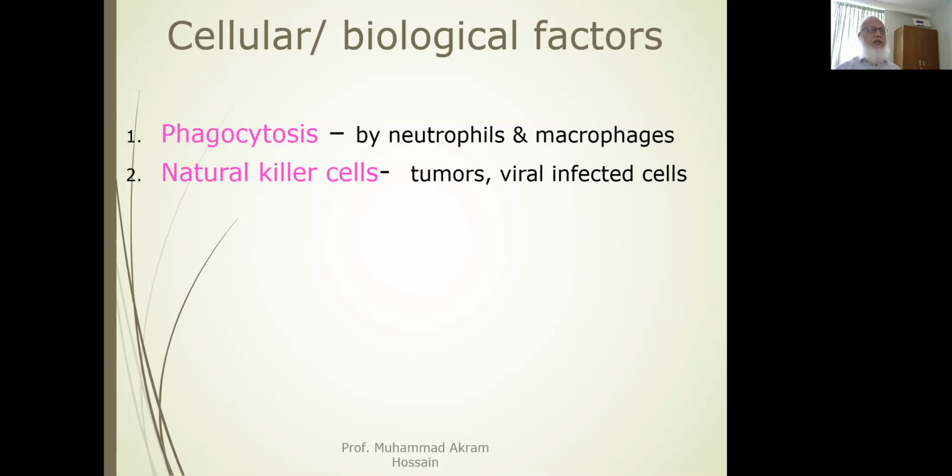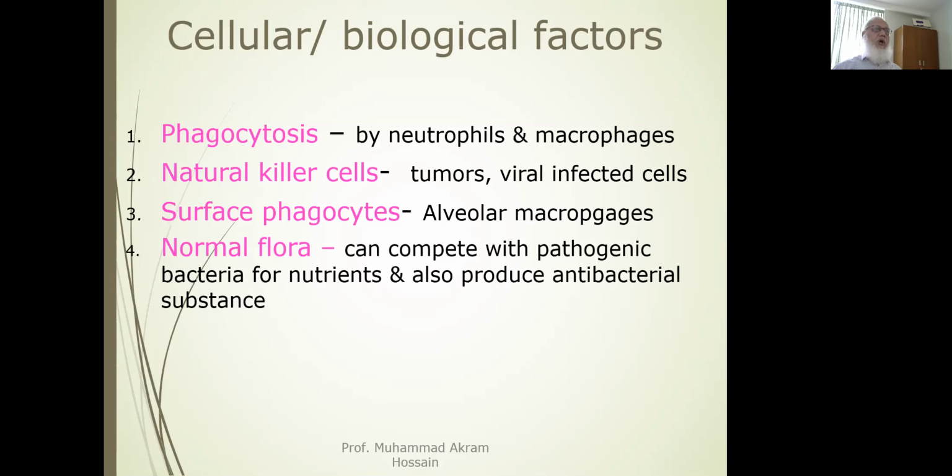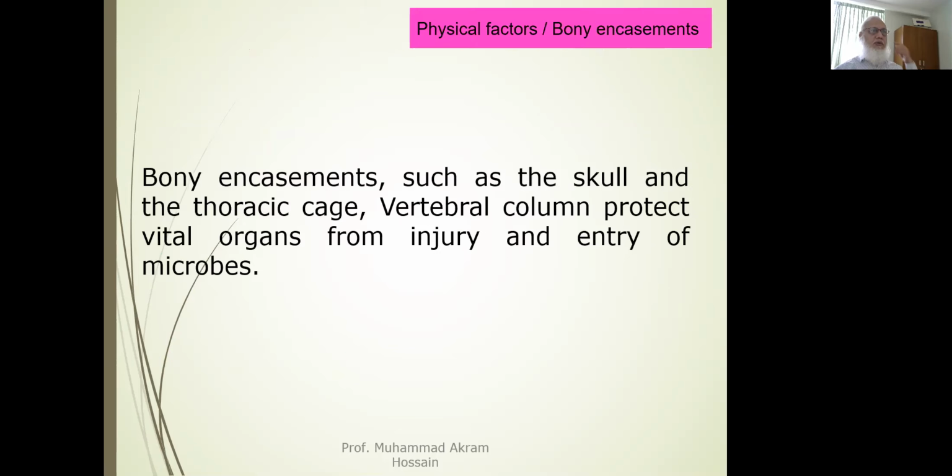Natural killer cells kill tumor and viral infected cells, part of innate immunity. Surface phagocytes, alveolar macrophages, and normal flora are also biological factors. They compete with pathogenic bacteria for nutrients and also produce antibacterial substances, probiotics. Fever: we often suffer from fever. Fever has many beneficial effects. Nutritional factors are also important.